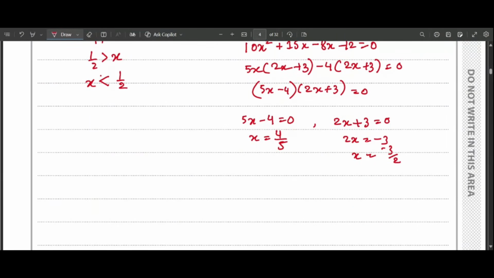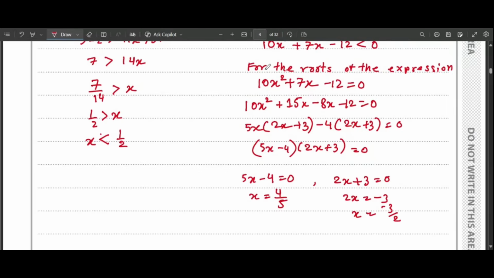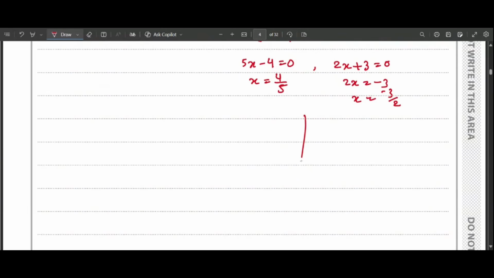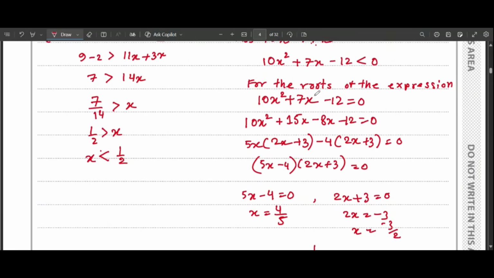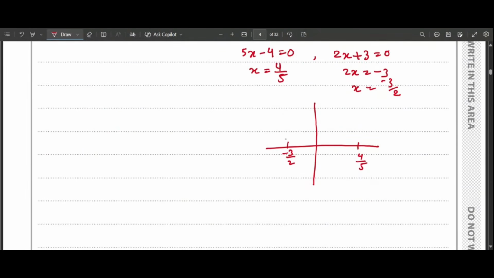We can now use these values of x and the value for the coefficient of x square to draw a rough sketch of our graph. Minus 3 by 2 is the root of the expression. 4 by 5 is another root of the expression. We are drawing the graph for our expression 10x square plus 7x minus 12. We can see that in our expression, the coefficient of x square is 10 and 10 is positive. As our value of the coefficient of x square is positive, our curve will be a minimum curve. Our curve will have a minimum point. So it will be a U-shaped curve.